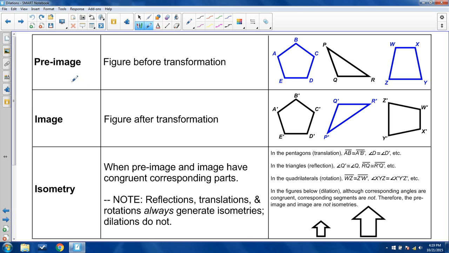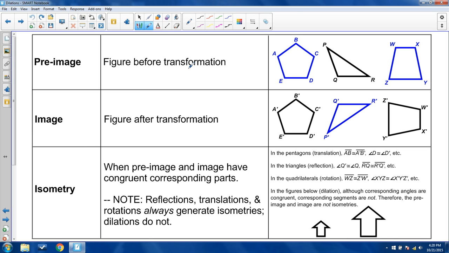Now, I've gone through this slide before for translations, reflections, and rotations. I'm actually not going to spend so much time talking about these three this time anymore, so you can look at those videos if you want to take a look at it. But I will point out something regarding this term isometry. So let's look at preimage, image, and isometry, these definitions.